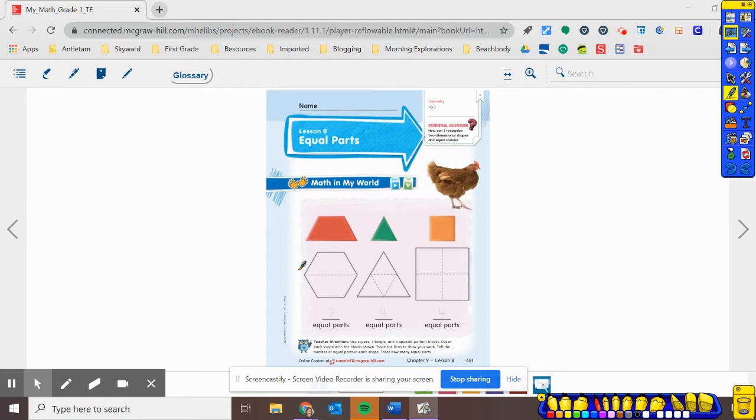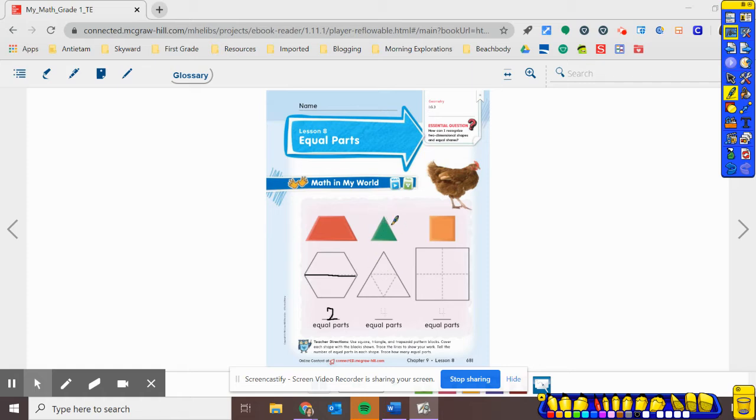So this hexagon is broken into different parts. They're broken into equal parts. So I'm going to trace that line. And how many parts is my shape broken into? 1, 2. So I'm going to trace my number 2. It's in 2 equal parts. All right, let's move on to the next one.